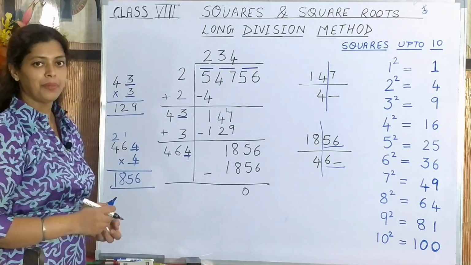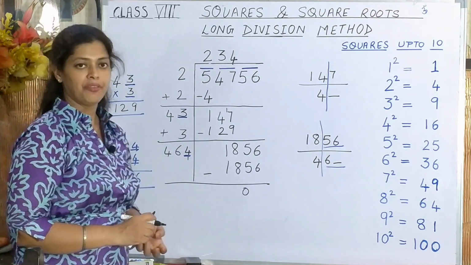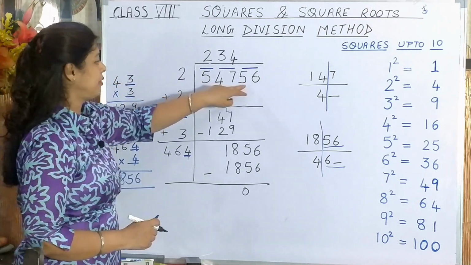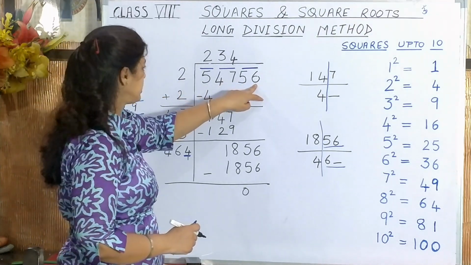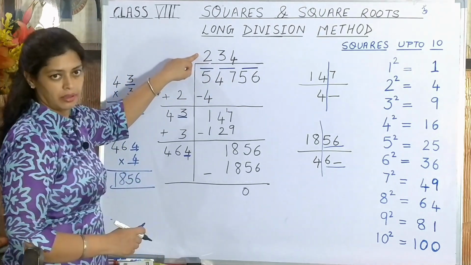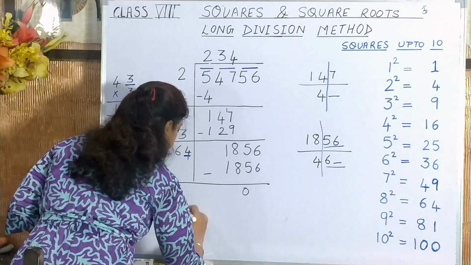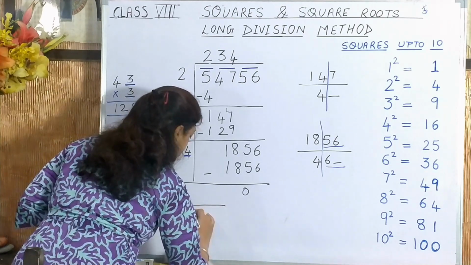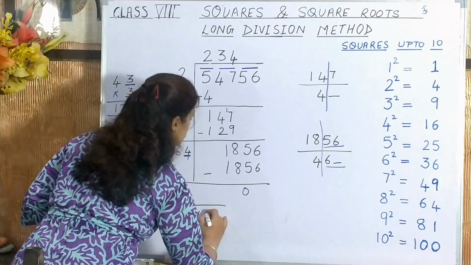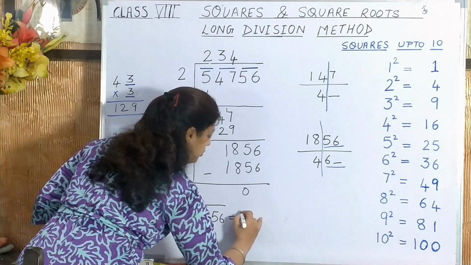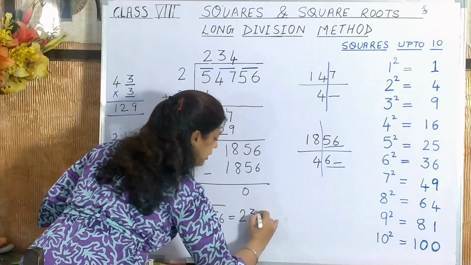As soon as I get the remainder 0, it means the division is complete and the square root of the given number, which is 54,756, is the quotient, that is 234. So I can write the square root of 54,756 is equal to 234.